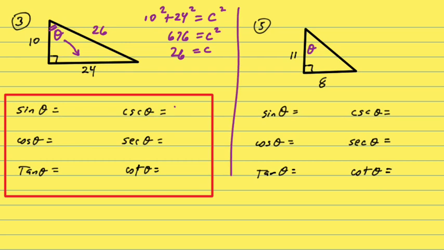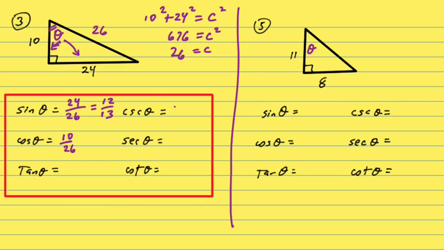Okay, I drew up here number 3 and number 5. I found the missing side using the Pythagorean theorem. Sine is opposite over hypotenuse, so I believe it would be 24 over 26. Feel free to simplify that to 12/13. Cosine is adjacent. What's adjacent? 10 over 26. Adjacent over hypotenuse.